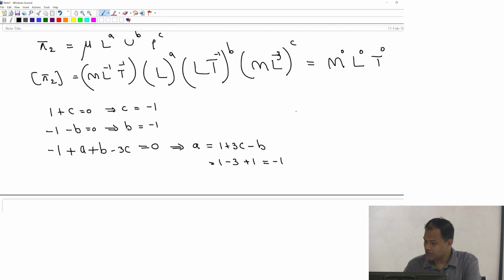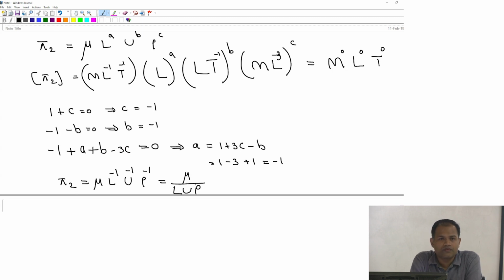And therefore, pi 2 is equal to mu times L to the power minus 1, U to the power minus 1, rho to the power minus 1. But that's nothing but mu divided by L U rho, which is nothing but inverse of Reynolds number.